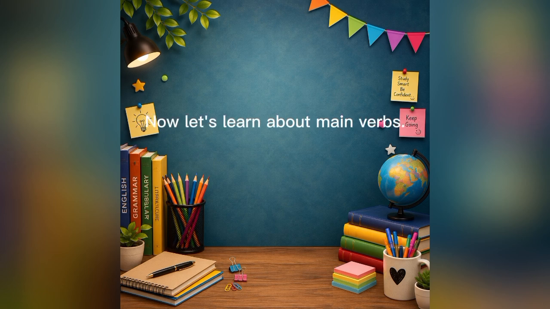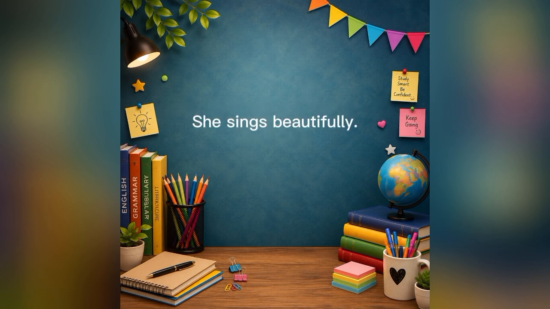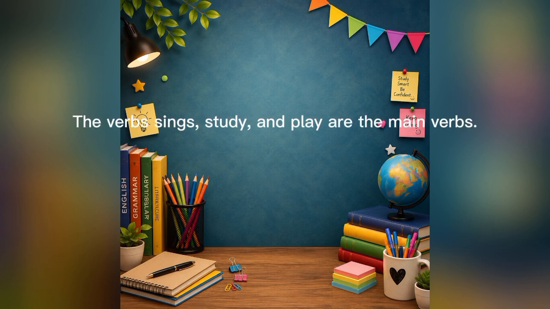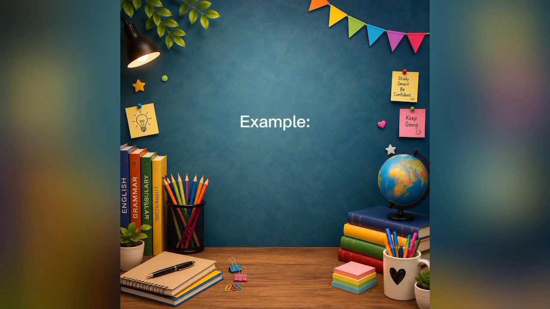Now let's learn about main verbs. The main verb carries the main meaning of the sentence. For example, she sings beautifully. We study English. They play football. The verbs sings, study, and play are the main verbs. Sometimes a sentence has both a helping verb and a main verb. Example, she has completed her assignment. Has is the helping verb. Completed is the main verb.